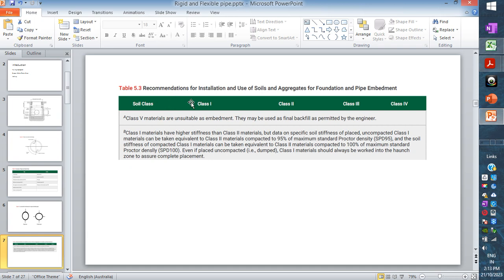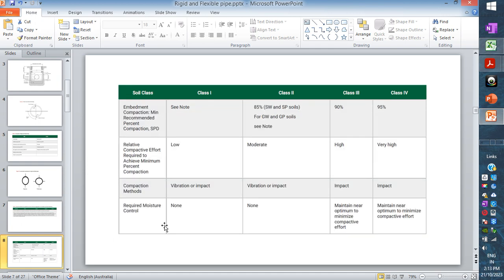Soil class, which is class 1 to class 4, is defined here, and we usually go for class 2, which is gravel, class 2 to class 3, and the method of compaction can be vibration and impact.